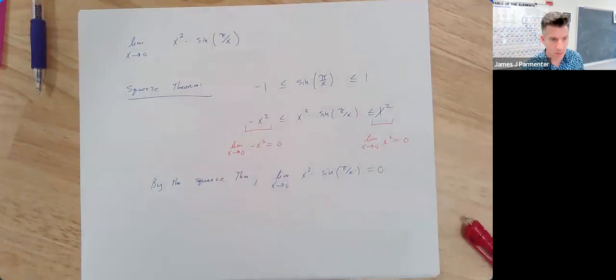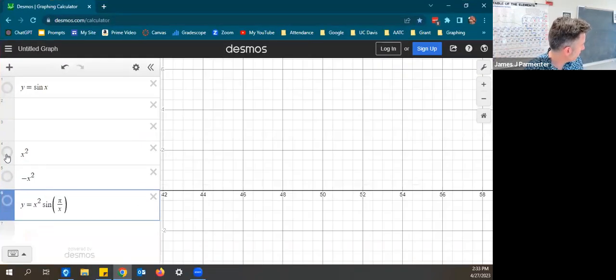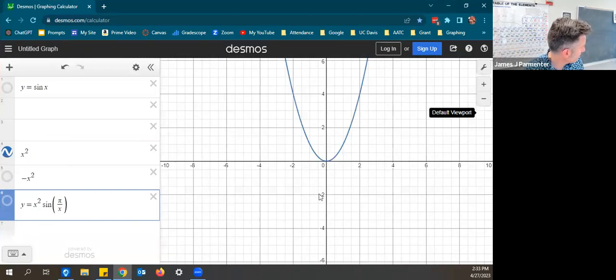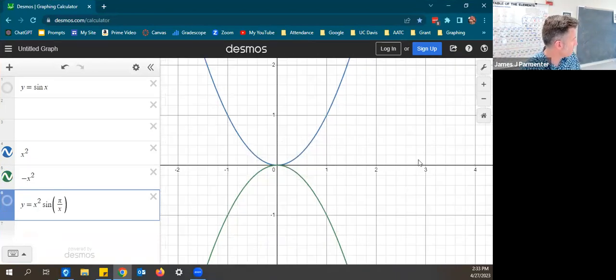Cool. Let me show you what I mean. I'm going to cover this up for just a second. I promise I'll bring it back. Here's the graph of x squared. There's the graph, and there's the graph of minus x squared. So you can see that if you're between these two functions and you're getting closer and closer to 0, your y values are going to get smushed between some things that are getting closer and closer to 0. And they are.